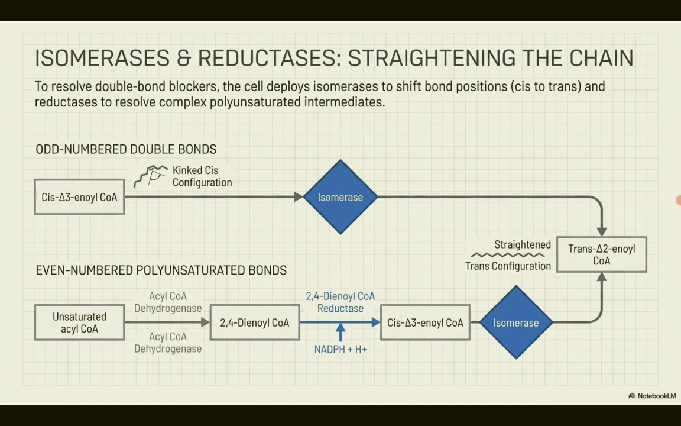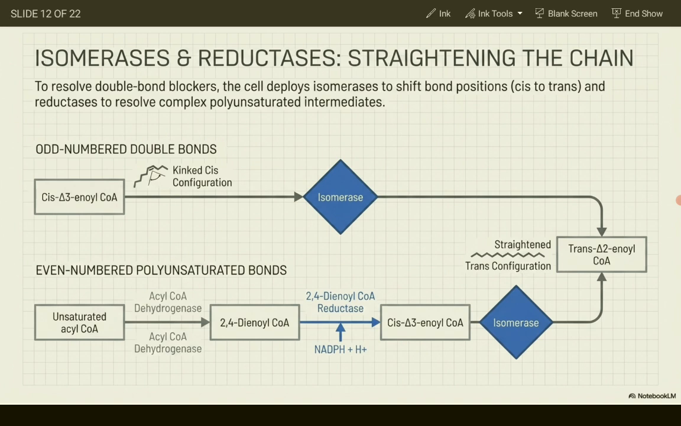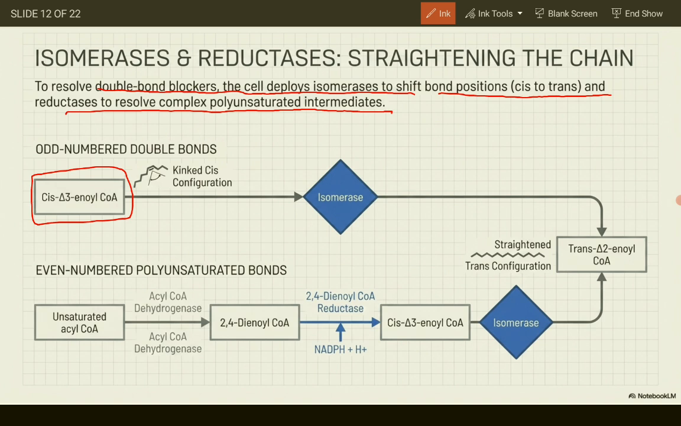Now moving on to the next slide. What happens? So an isomerase and reductase straightening technique is utilized here. To resolve the double bond blockers, the cell deploys isomerase to shift bond position from cis to trans and reductase to resolve the complex polyunsaturated intermediates. So cis 3 enoyl coenzyme A is produced that has a 30-degree bend. An isomerase enzyme straightens this and produces trans 2 enoyl CoA. This is now a straightened trans configuration.